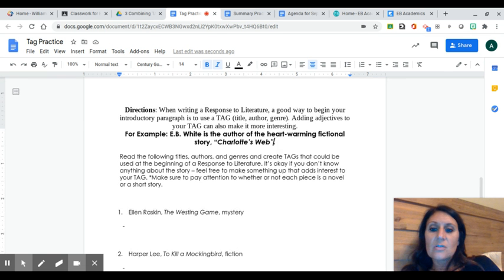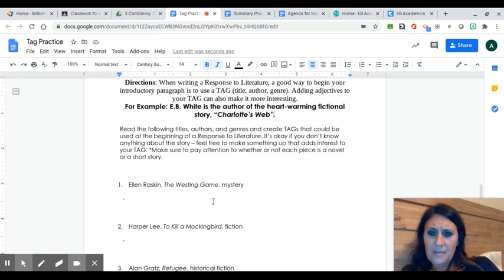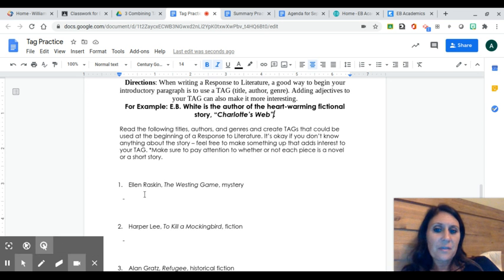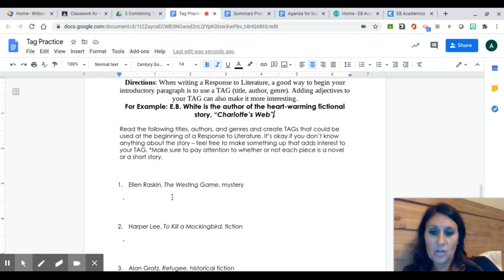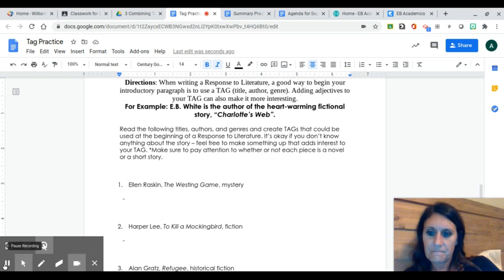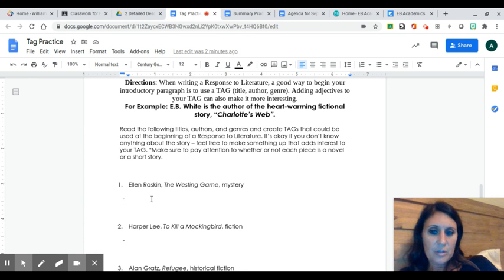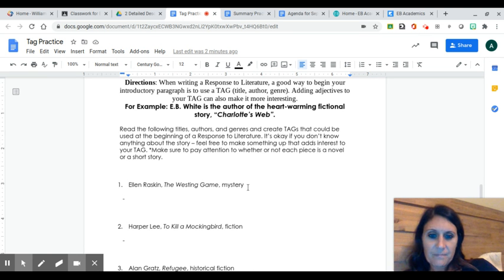Okay. So we're starting with Ellen Raskin's The Westing Game. This is a mystery. All right. So I want you to think, how could we rewrite this tag? How can we use this to write a tag that we could start an introductory paragraph for? So I want you to think about that for just a minute. So we know that it doesn't say it's a short story. So we know that The Westing Game is a mystery. We know that it is a novel.